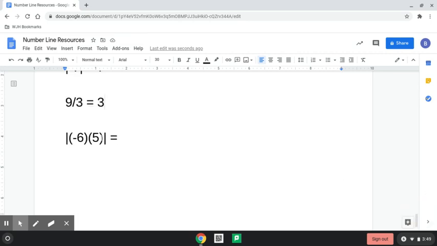Now, the absolute value of -6 times 5. First, let's look at what's inside. What is -6 times 5? If you said -30, that's correct. Now, what's the absolute value of -30? If you said +30, that's correct.